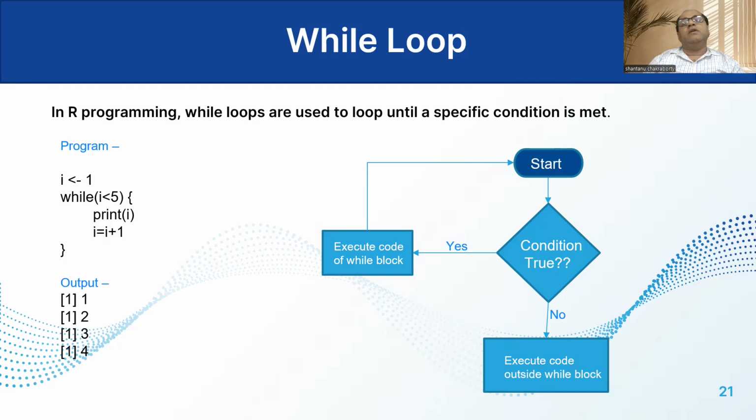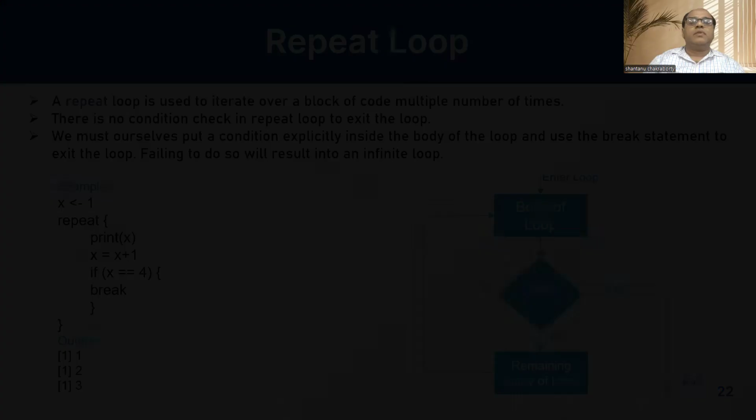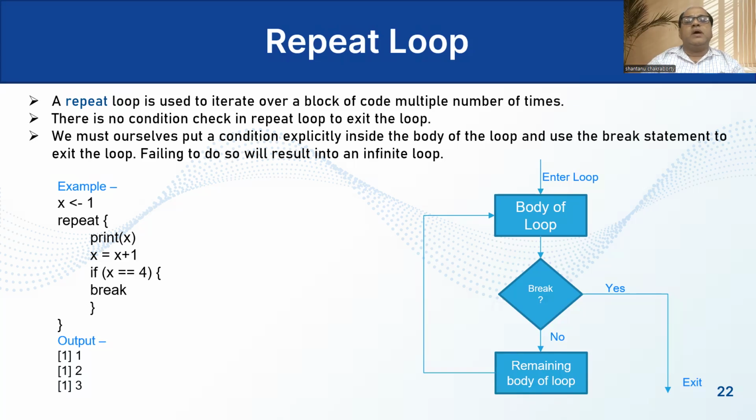So in R programming, while loops are used to loop until a specific set condition is met. Once the condition is met, the iteration will stop. Then we have a repeat loop. A repeat loop is used to iterate over a block of code multiple number of times. And there is no condition check in the repeat loop to exit the loop. So this is what we do for repetition of a loop or for iteration.